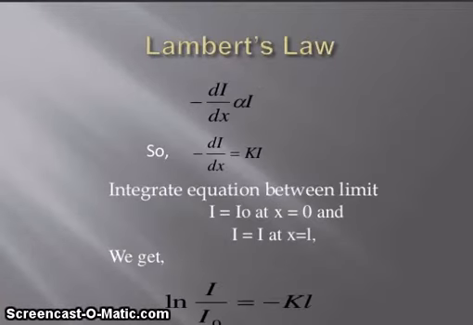Lambert's law: minus dI by dx is directly proportional to I. So minus dI by dx is equal to kI. Integrate the equation between limits I is equal to I naught at x is equal to 0, and I is equal to I at x is equal to l. We get ln I by I naught is equal to minus kl.